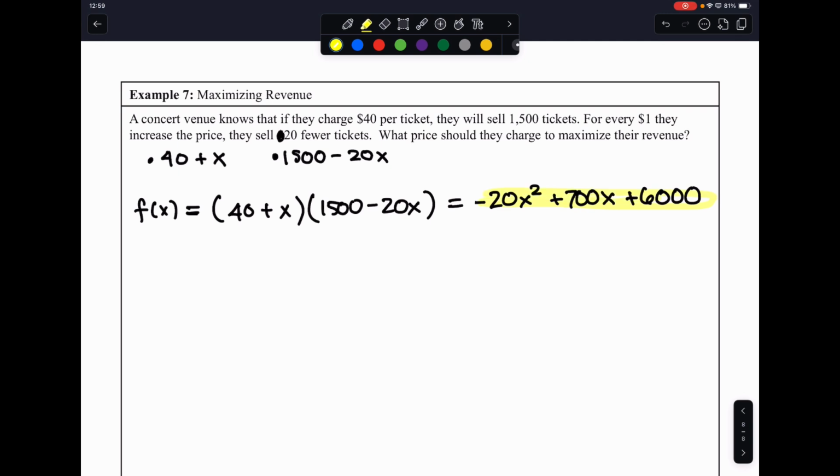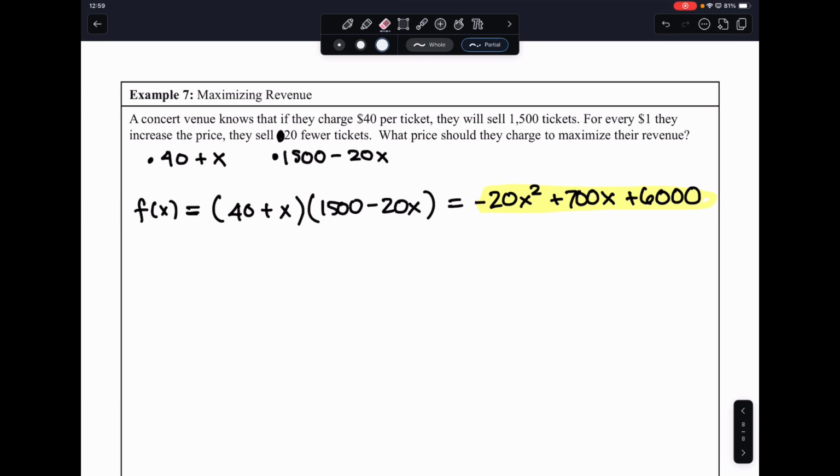Now on the homework assignment, you won't have to, again, figure this out. I'll provide, again, the quadratic already in its polynomial form. You just need to figure out now what price they should charge in order to maximize their profit.